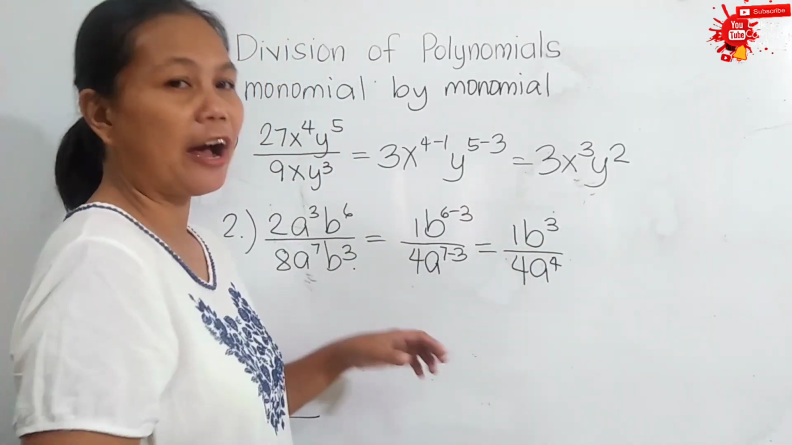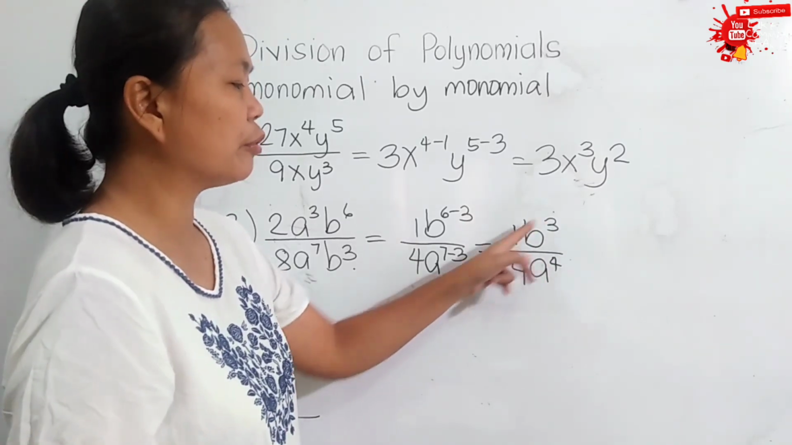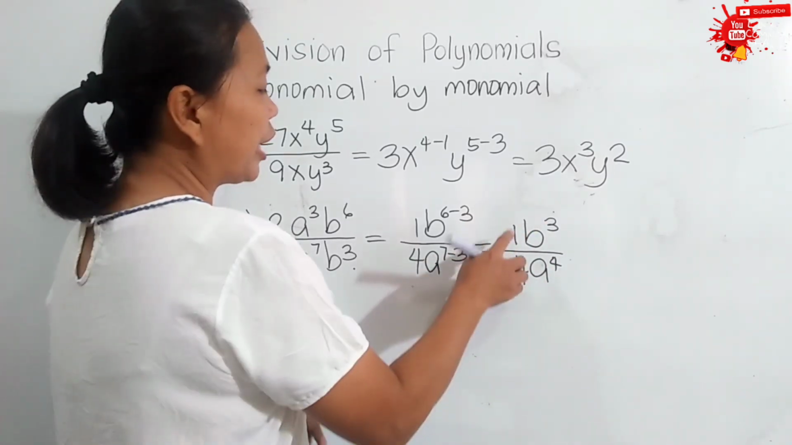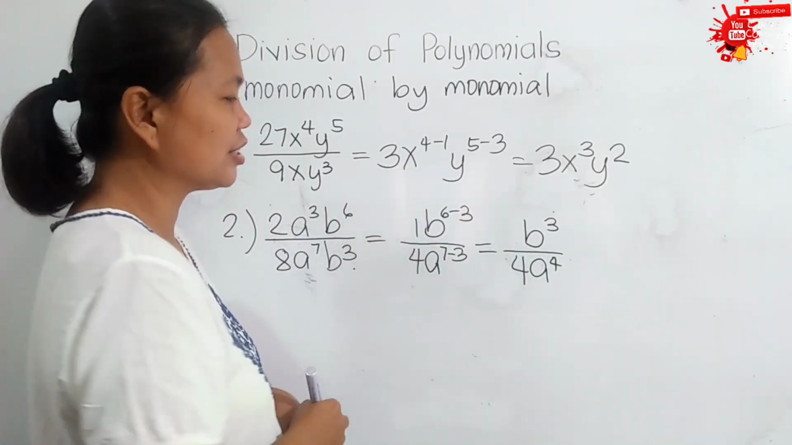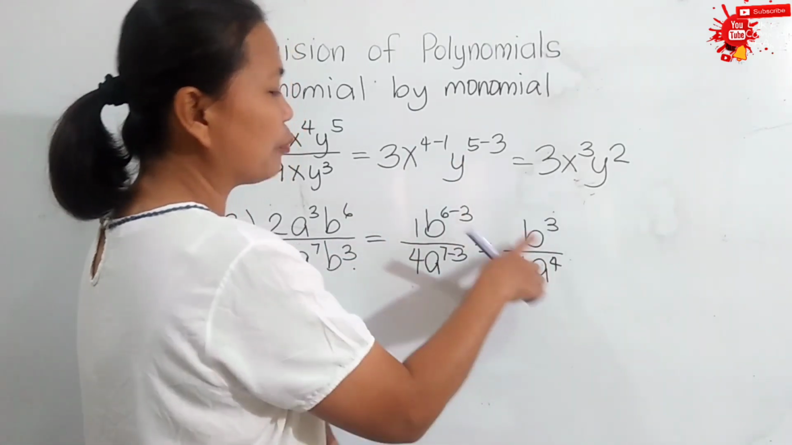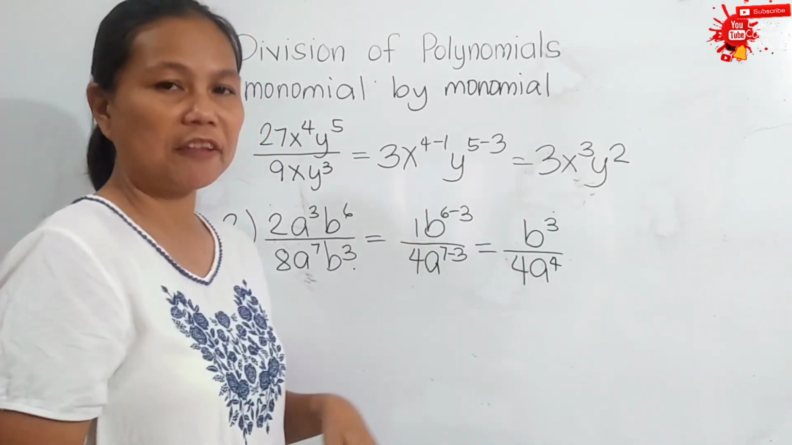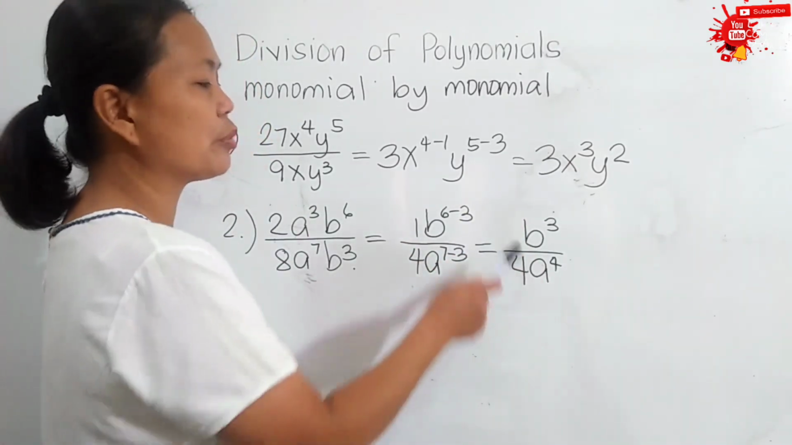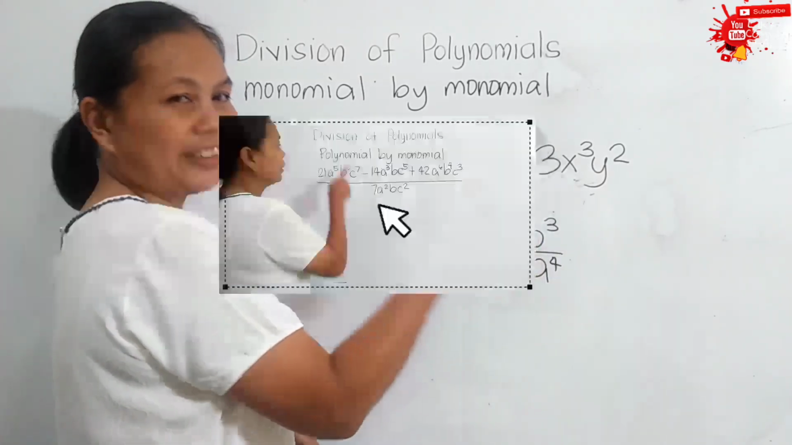And then if we have a numerical coefficient of 1/4 and we have b cubed here, so we can erase the 1 here already with our final answer, because it means that if we don't have 1 here, the numerical coefficient is 1/4. So the final answer will be b cubed over 4a to the 4th.